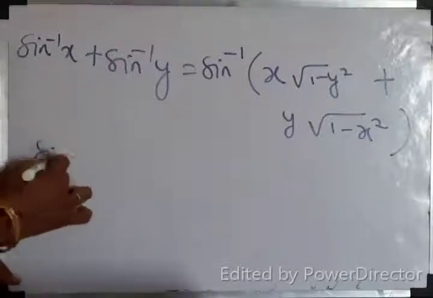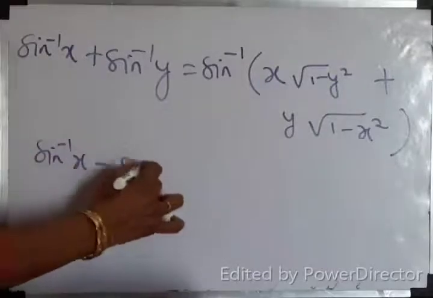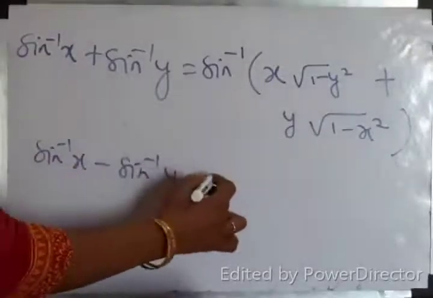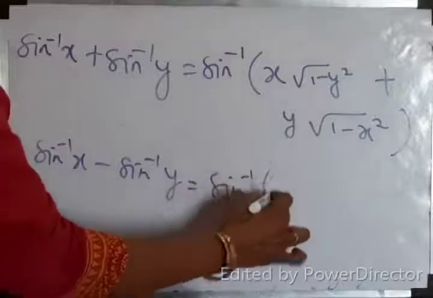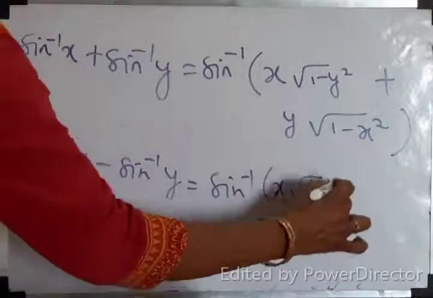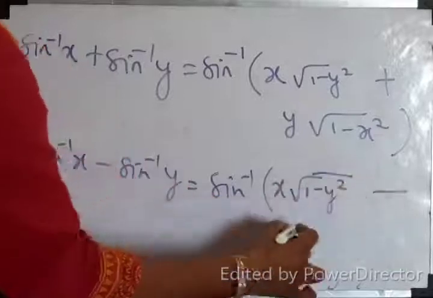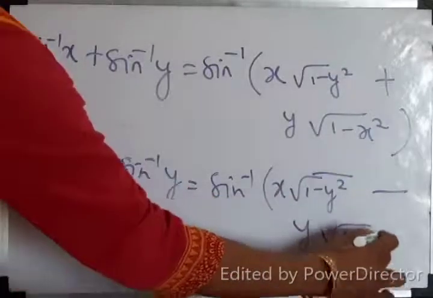Similarly, you can write sin inverse x minus sin inverse y. What will you get? Same formula: sin inverse of x into root of 1 minus y square minus y into root of 1 minus x square.